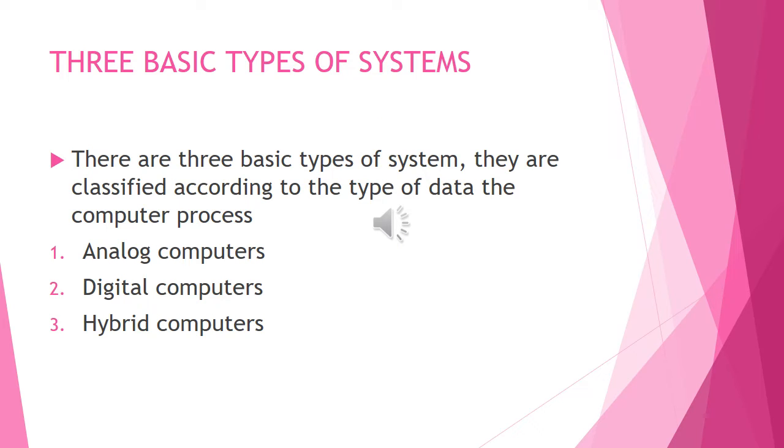On slide 2, we have 3 basic types of systems. They are classified according to the type of data the computer processes. One of them is the analog computers. The second one is the digital computers. The third one is the hybrid computers. Those are 3 different types of computers and their qualities.